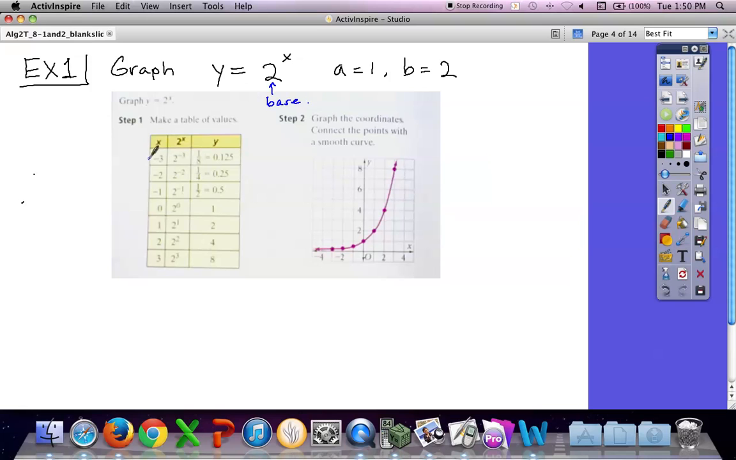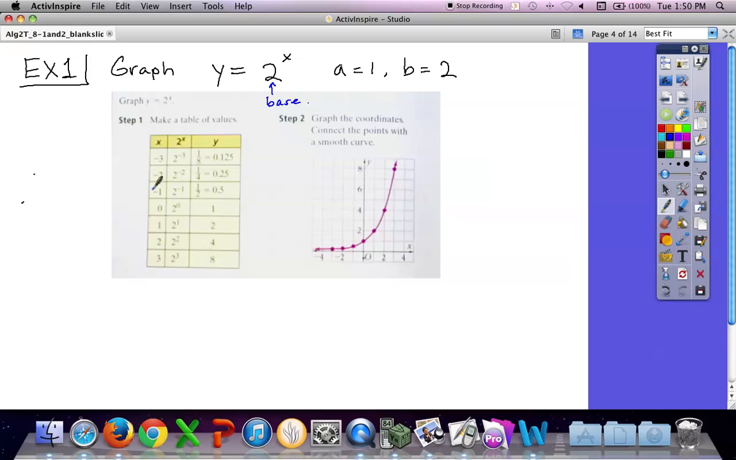Okay, so make a table of values. And this is from the textbook, but where did they get the values? X equals -3, -2, -1, all the way to 3.